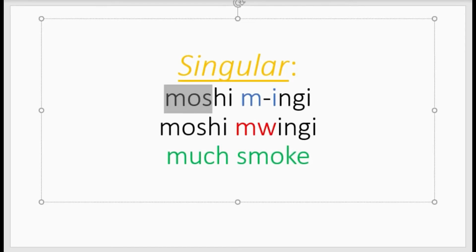Another example, moshi ingi. The adjective here is ingi. Now we take the first ma we have here, and then ma combined with e, we get mwa. So the sentence becomes moshi mwingi. Much smoke.